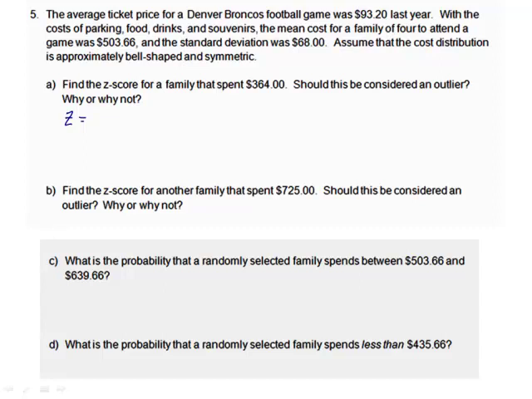So we want to find the z-score for a family that spent $364, and then we're going to look at that z-score to decide whether this should be considered an outlier or not. So first we write down the little formula for the z-score. Remember, that's x minus the mean divided by the standard deviation. And the number that we're interested in in this case, the 364, that's going to be the x. The mu is the mean that was given us in the problem, and the sigma is the standard deviation given us in the problem.